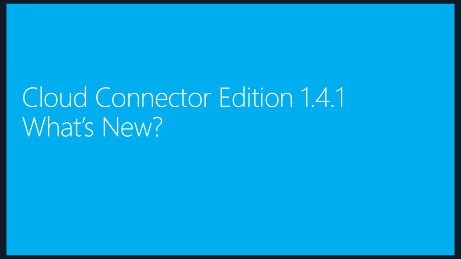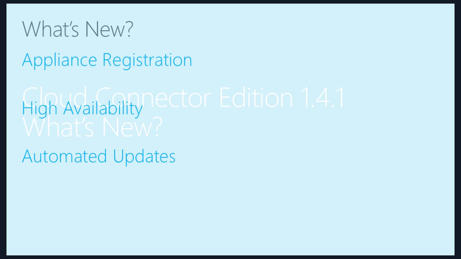So the expectation here is that you already have a base understanding of what Cloud Connector is, and we're going to take you through all of the new features that we've added into 141. If you're not yet familiar with what Cloud Connector Edition is, take a look on our Academy site for the training on Cloud Connector All Up, where you can get a very detailed look at what Cloud Connector is and how it operates. So if we look at Cloud Connector Edition 141, what's new?